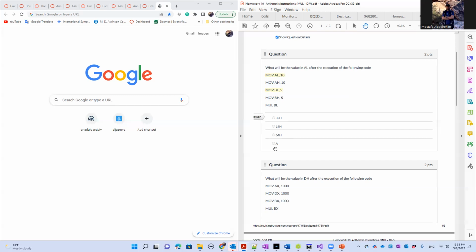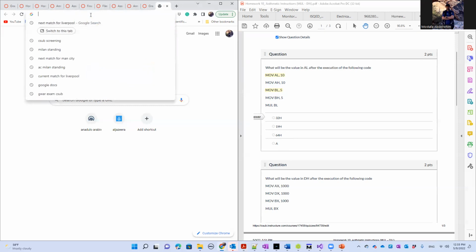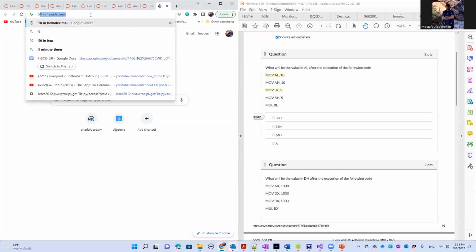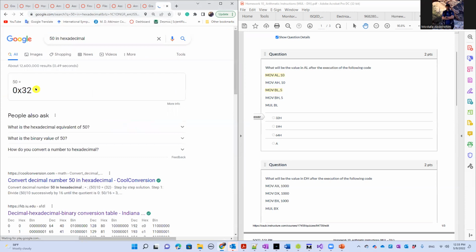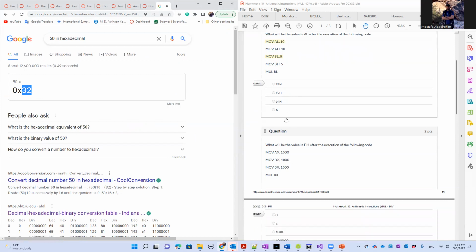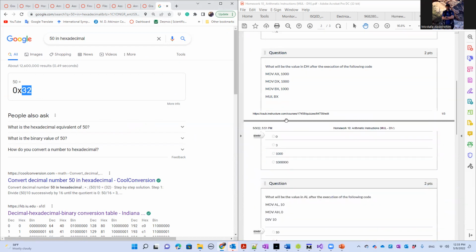Also here, the options given are in hexadecimal, so we need to convert 50 to hexadecimal. You can just write on Google 50 in hexadecimal. It's 32H, so that will be the correct answer, 32H. Good. So, second question: what will be the value in DH after the execution of the following code?